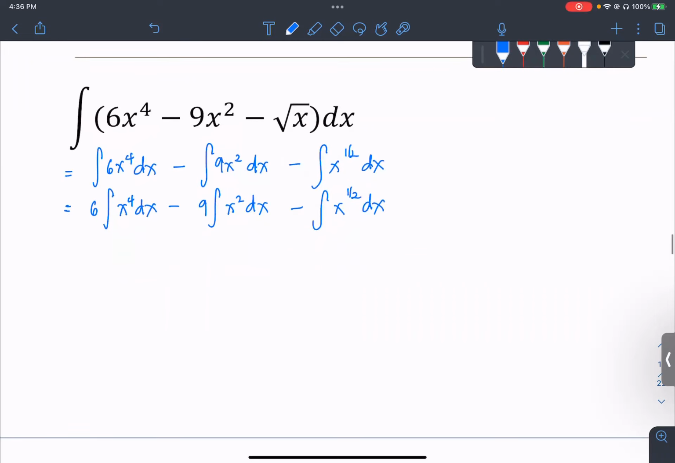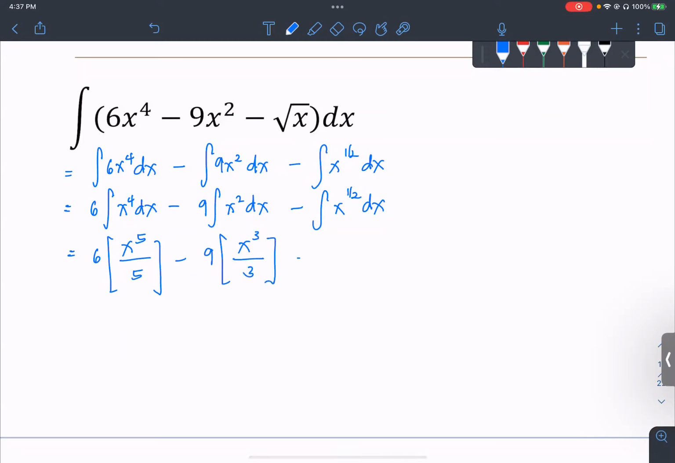And then we perform the power rule. So x to the 4th dx, that would be 6 multiplied with, ito hindi na ako direction na natin, 4 plus 1, that will be 5, all over 5. Plus minus 9 multiplied with x raised to 2 plus 1, 3, all over 3.